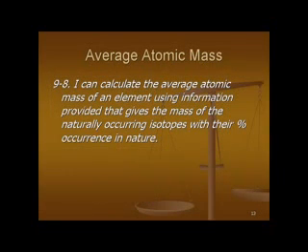We spoke before of the average atomic mass, which you find on the periodic table. It is almost always a decimal number. There are a few elements that have a fairly round number average atomic mass, but generally they're a decimal number. And Learning Standard 9-8 says this: I can calculate the average atomic mass of an element using information provided that gives the mass of the naturally occurring isotopes with their percent of occurrence in nature. So we'll start doing a problem with this, and you'll see how that value is arrived at.